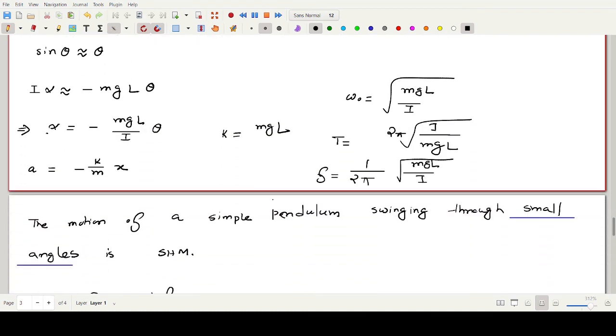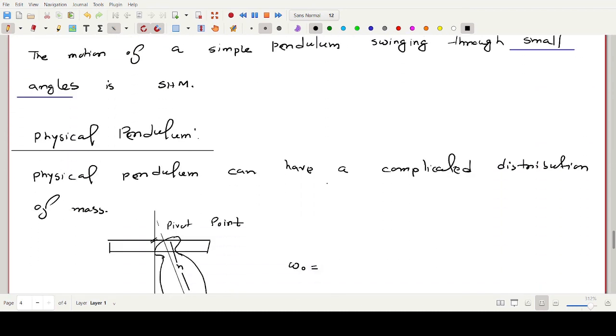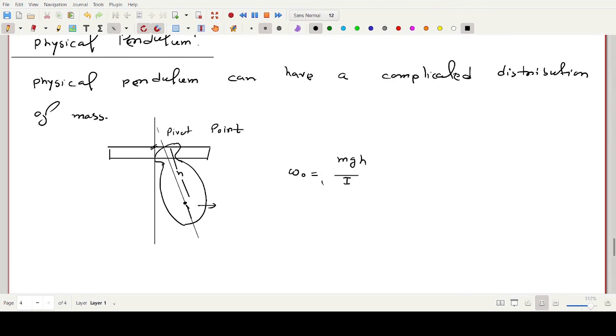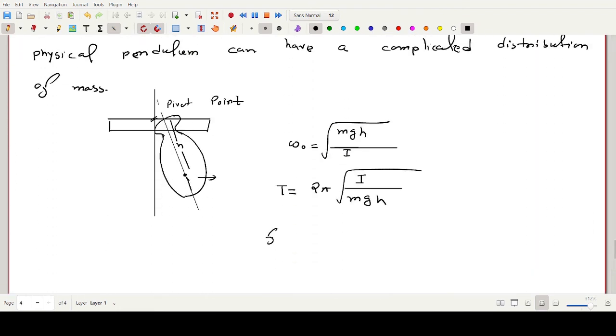So in that case, what will be the formula for time period, angular frequency and frequency? The angular frequency, which was root over mgl by I here, in this case will be root over mgh by I. Time period will be 2 pi root over I by mgh, and frequency will be 1 over 2 pi root over mgh by I. So these are the equations of frequency, time period and angular frequency for a physical pendulum.